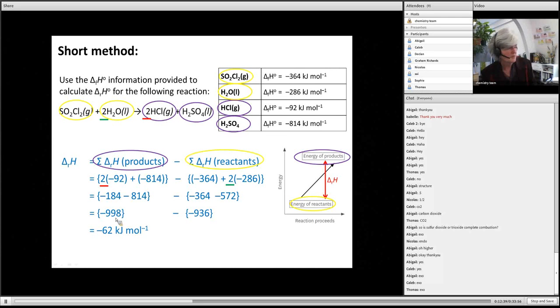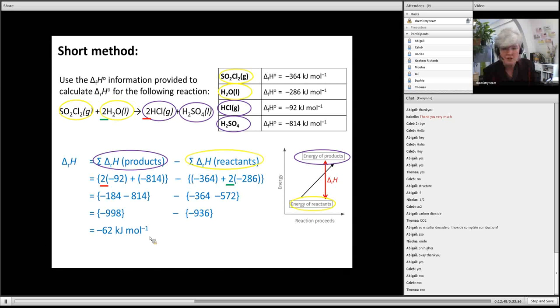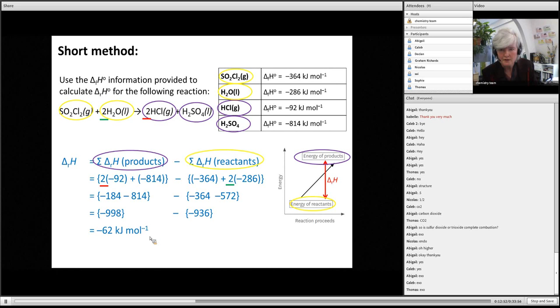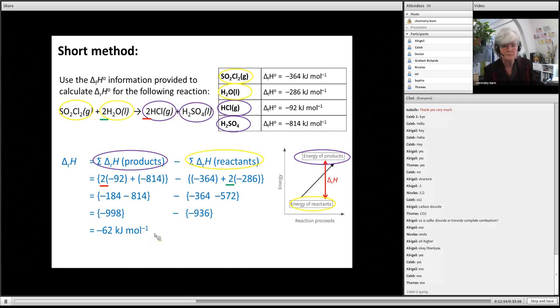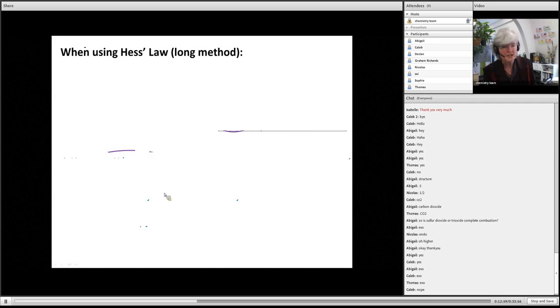So in any of these reactant things, it's always the unit is kilojoule per mole. That's important for excellence. Any questions on the short method? No? Okay, Caleb, I see there's typing. No. Okay, right, so the Hess's law.